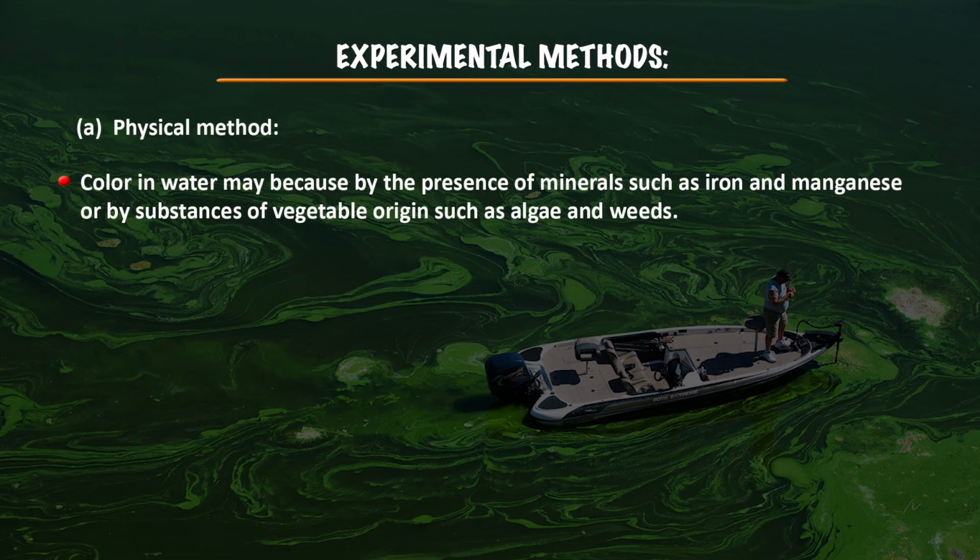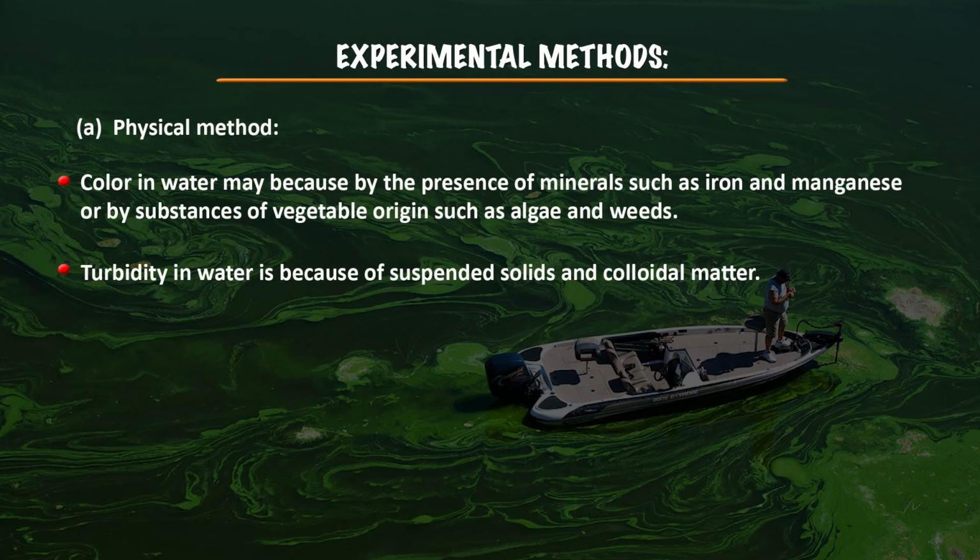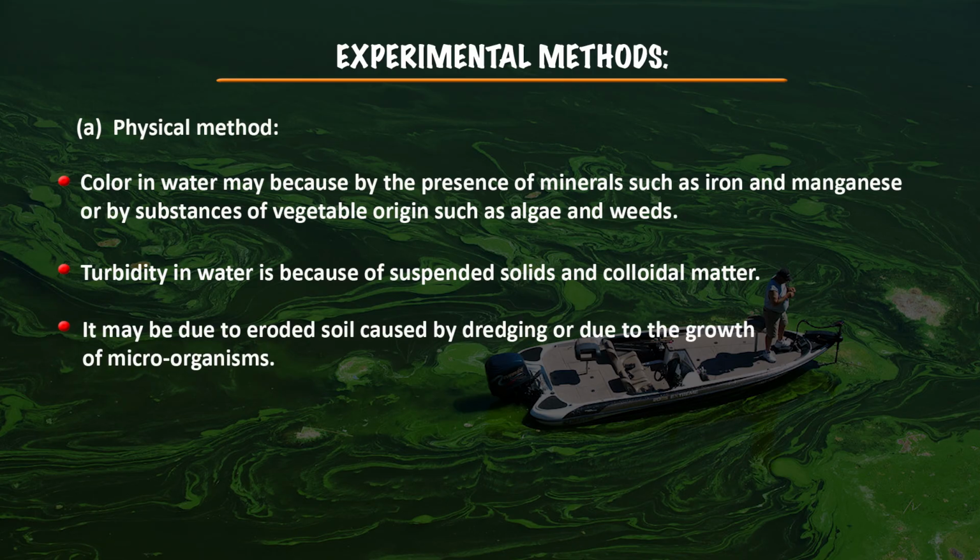Color in water may be because of the presence of minerals like iron and manganese, or some substances of vegetable origin like algae and weeds. Turbidity in water is because of suspended solids and colloidal matter. It may be due to eroded soil caused by dredging, or due to the growth of microorganisms.